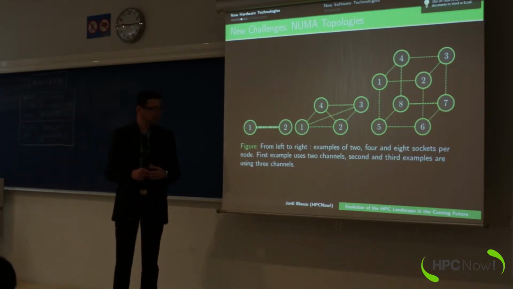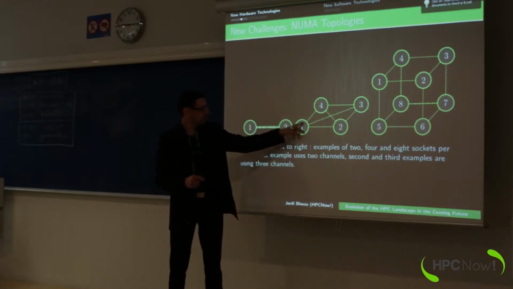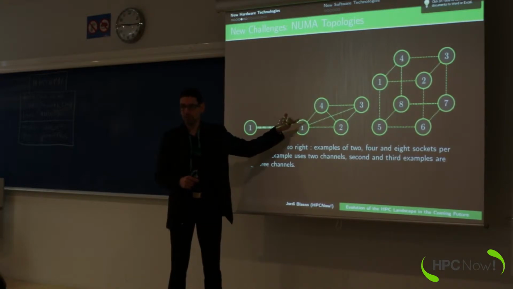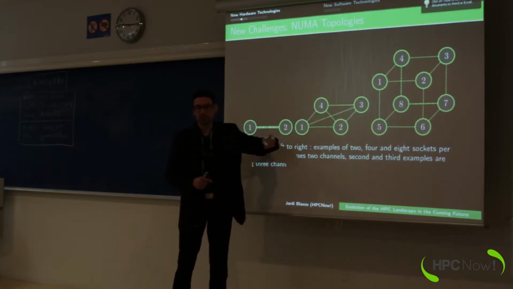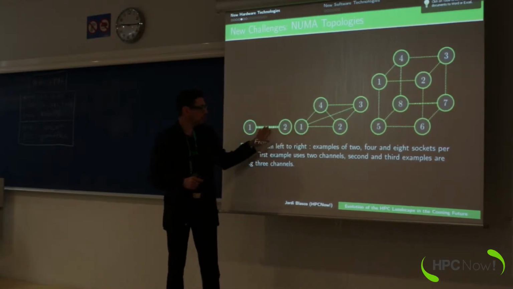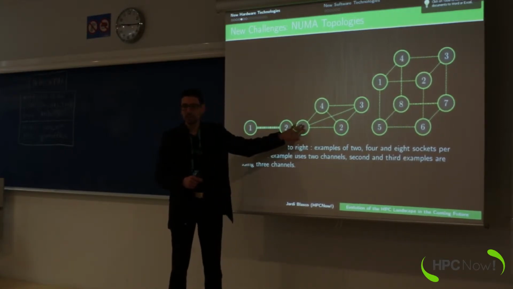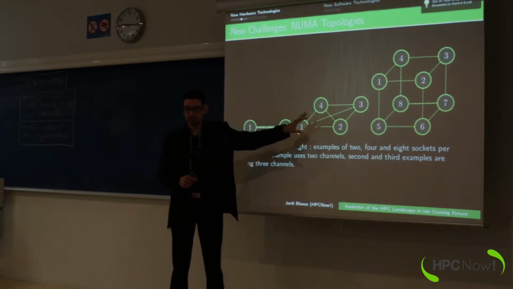If you have 2 sockets, you have 2 UPI links, Ultra Path Interconnect, connecting them. If you have 4 sockets, you could choose 3 UPIs, so 3 links, and then you can develop something like this. So in this situation and in this situation, the access to the other CPUs is completely symmetrical.